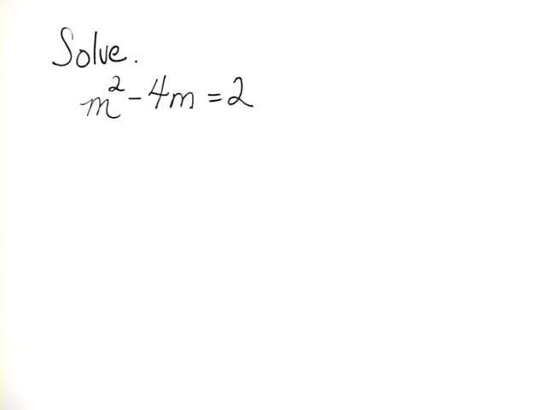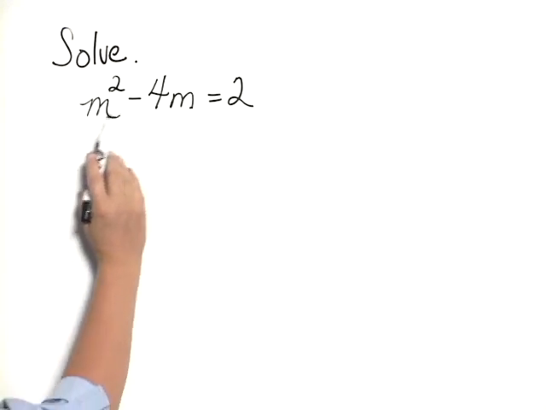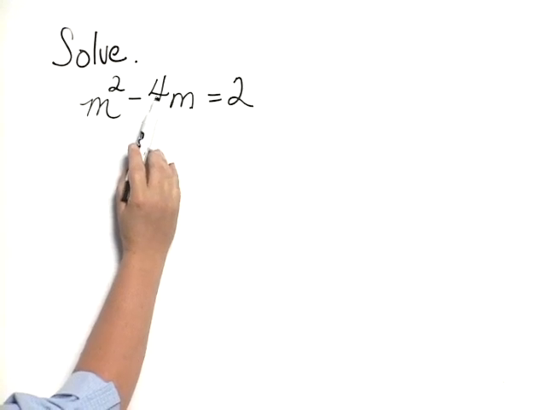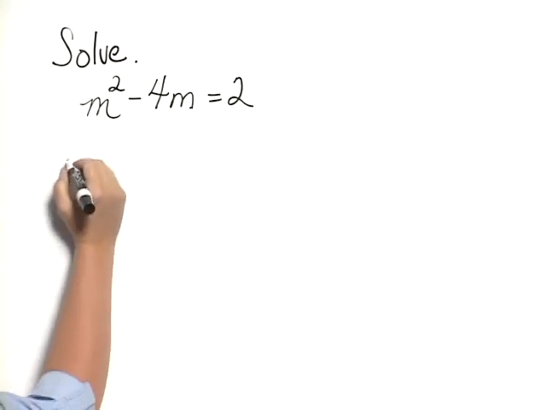Solve m squared minus 4m equals 2. Since we have m squared minus 4m by itself on one side of the equation, and since 4 is even, it's pretty quick to complete the square to solve this.